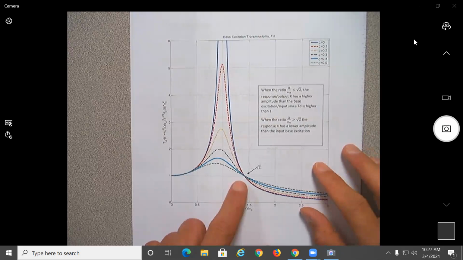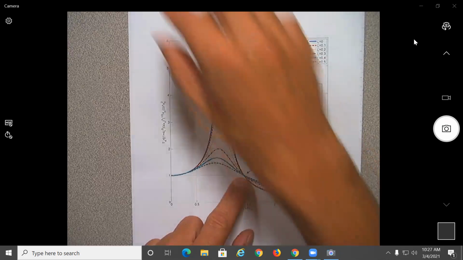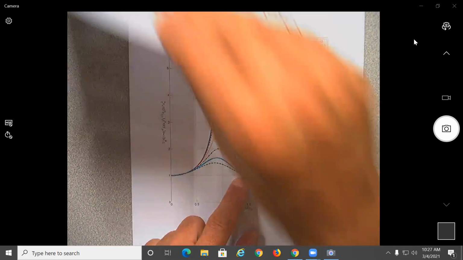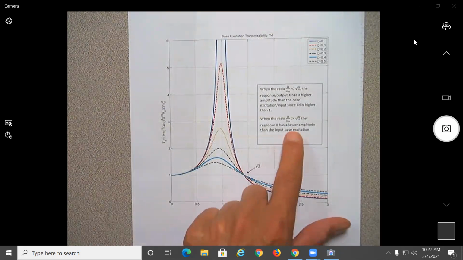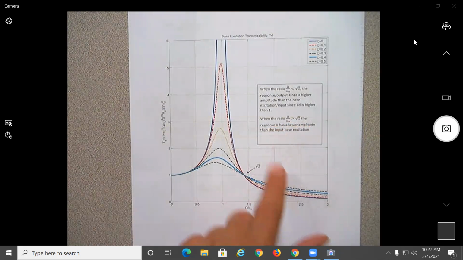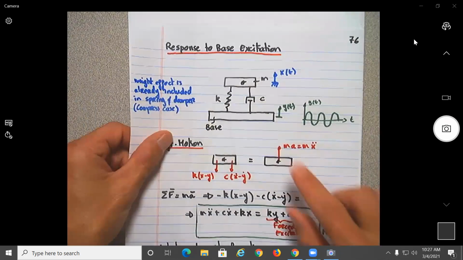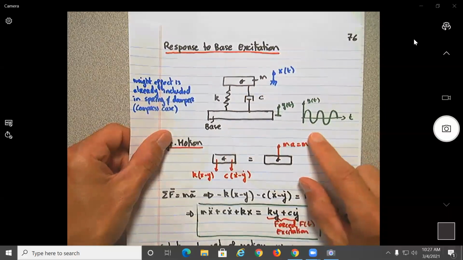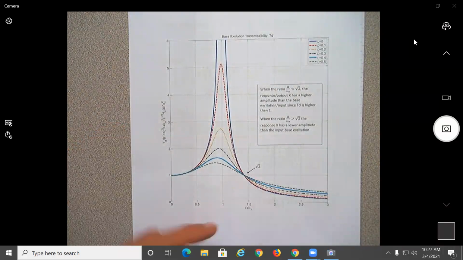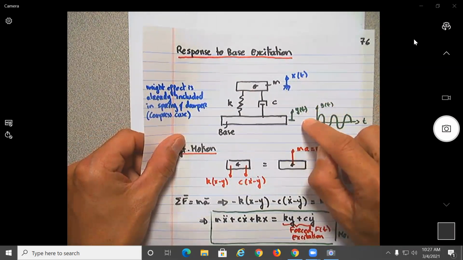Okay, so basically what this is saying is that this point here is critical. In this case, what's going to happen? If we look at our car, we're saying when this ratio is higher than square root of 2, the response x of t has a lower amplitude than the input base. So once you pass the square root of 2, x of t will be lower than y of t. Okay.